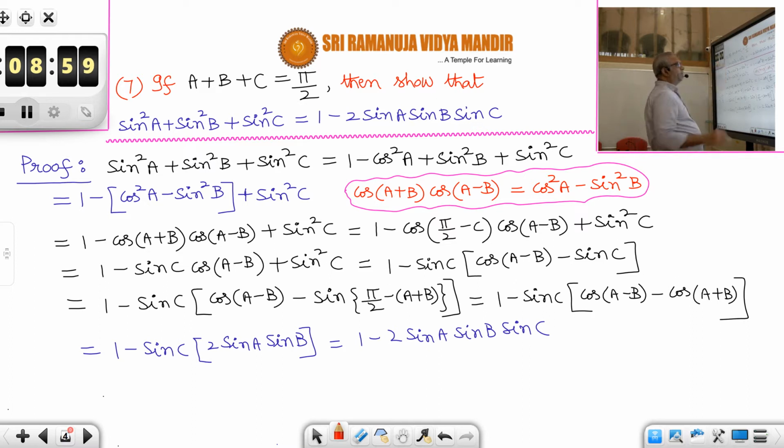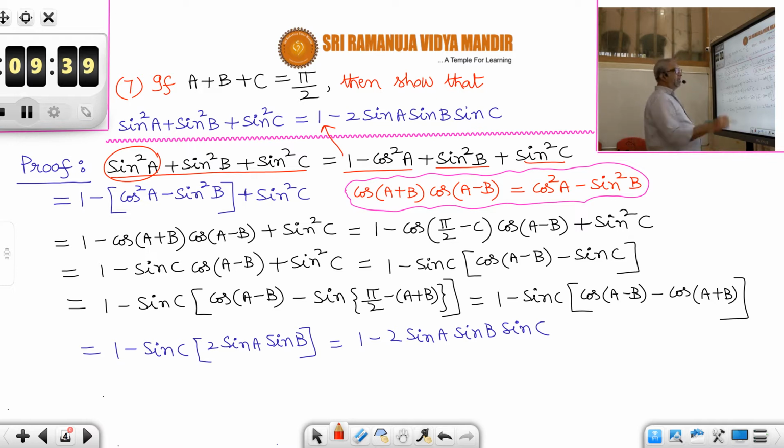If A plus B plus C is equal to pi by 2, then show that sin square A plus sin square B plus sin square C is equal to 1 minus 2 sin A sin B sin C. Very symmetrical property. Okay. Let us see, take the left hand side, sin square A plus sin square B plus sin square C. First to sin square A, I am writing it as 1 minus cos square A. Okay. Remaining no change, plus sin square B, sin square C. Already on the right hand side, 1 is required, 1 we already got it. Is it not?